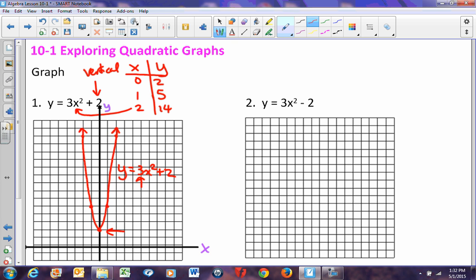Okay, if we have y equals 3x squared minus 2, I can do the exact same thing over here. Make a little x and y table. Still use 0, 1, and 2. If x is 0, 0 squared is 0, times 3 is 0, minus 2 is negative 2. If x is 1, 1 squared is 1, times 3 is 3, 3 minus 2 is 1. And if x is 2, 2 squared is 4, 4 times 3 is 12, 12 minus 2 is 10. Okay, so those are the points that I need to use.